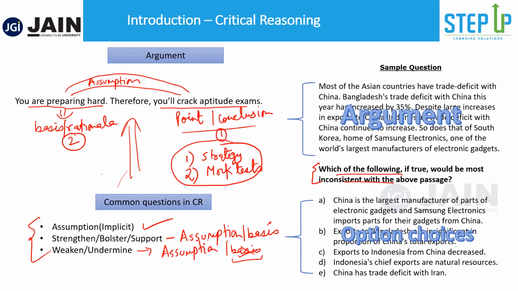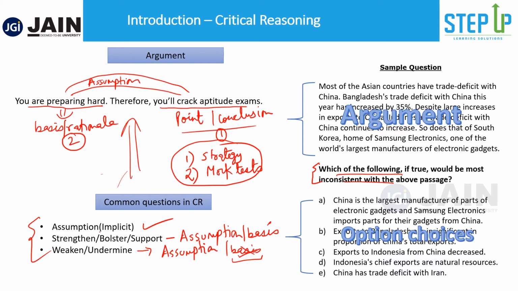Or you can say that hard work is not a very important ingredient when it comes to success in aptitude exams. It is more a function of IQ, or it's more to do with smart work, it's more to do with strategy, and so on. So this is how you can apply the same logic in other questions to get it.